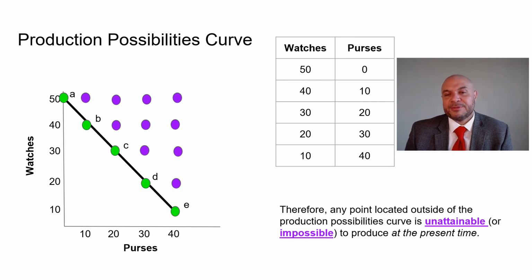So all of these purple dots represent impossible points. We cannot produce at any one of those points, not right now, not with our given resources. But that is our goal point. Eventually, we want to get to the point where we're able to produce at that point.